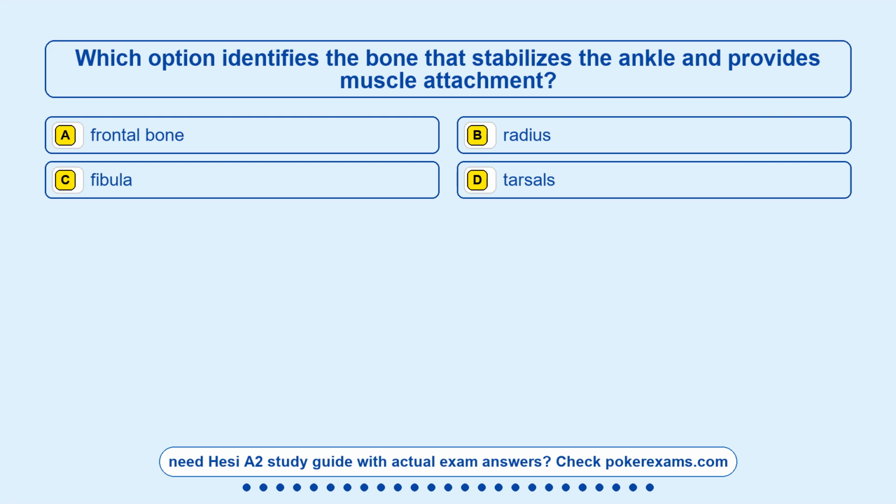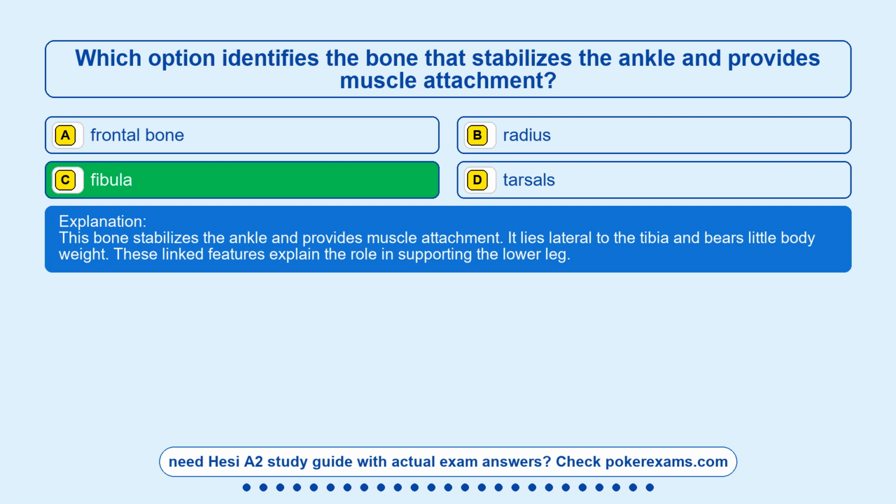Question 4. Which option identifies the bone that stabilizes the ankle and provides muscle attachment? Option A, frontal bone. Option B, radius. Option C, fibula. Option D, tarsals. The correct answer is option C, fibula.